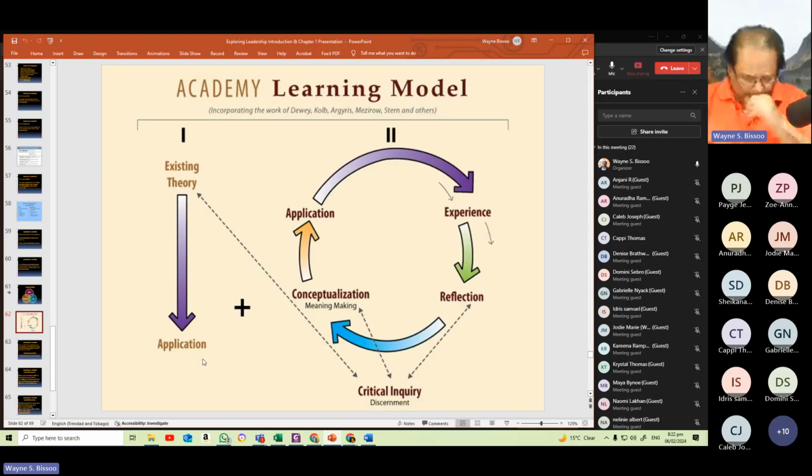This is another model. This is the academic learning model. For those of you who have science backgrounds, you will recognize this. This is how theory comes into being. It's referred to as the scientific method. You have an idea that you conceptualize. You build an experiment to test it. You work it in there.